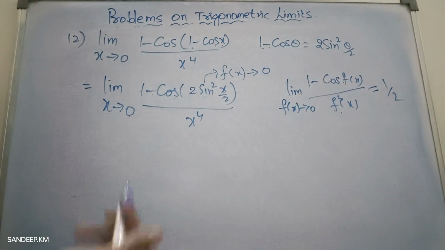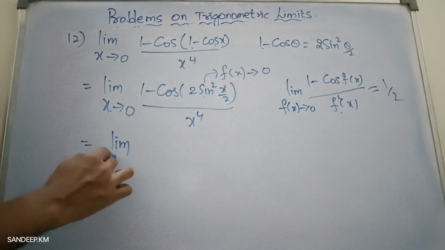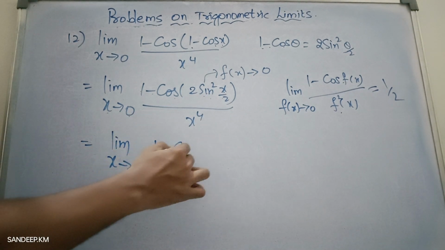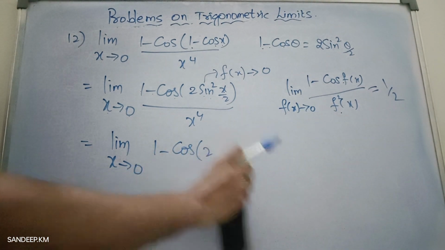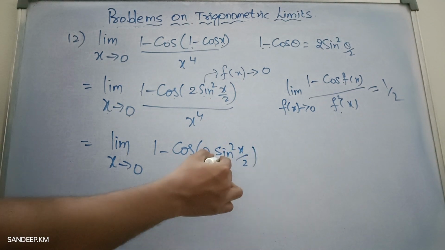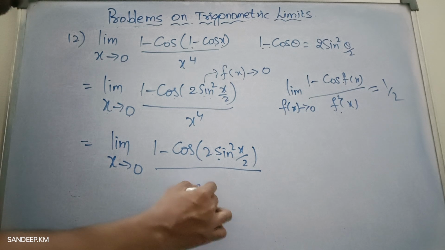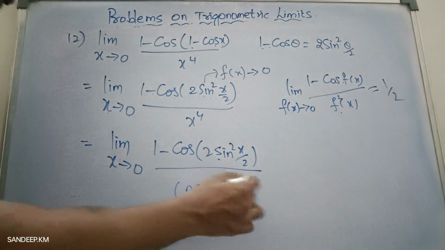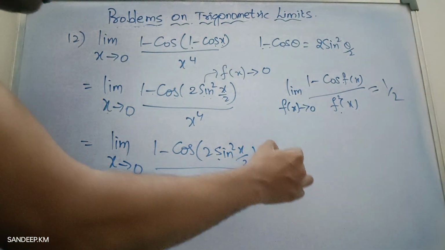For that reason, what I'll do is, if this is f of x, the numerator is 1 minus cos of f of x. So this is our f of x. I would like to have f of x square in the denominator. I divided with this, so let me also multiply with the same thing.